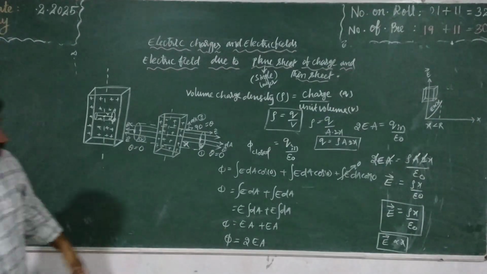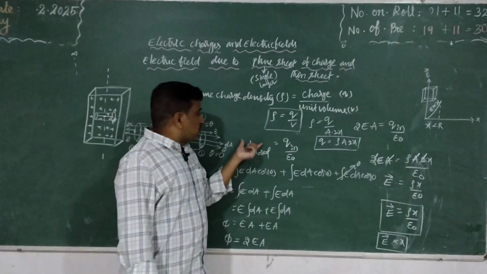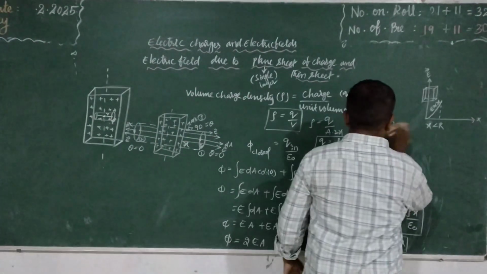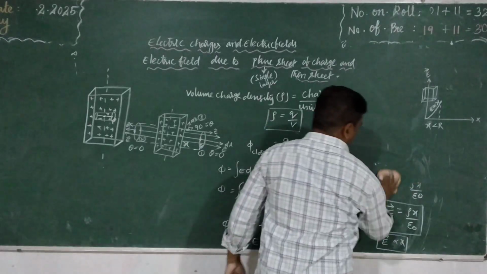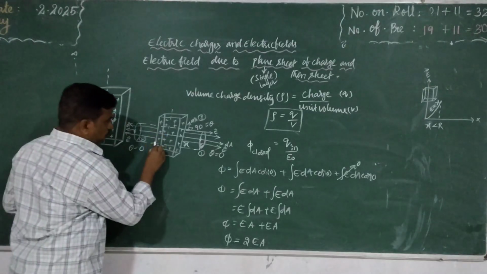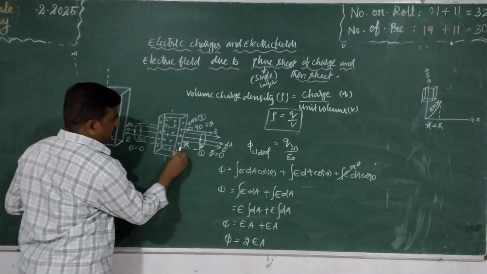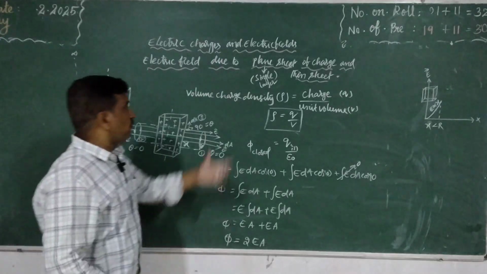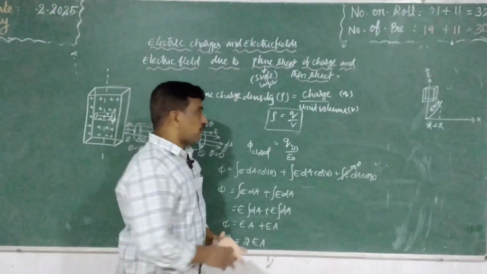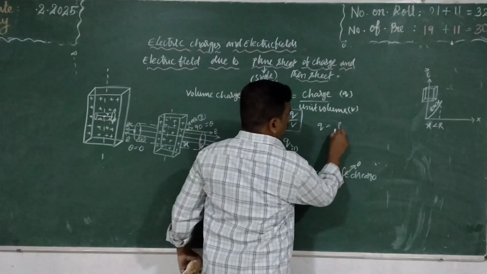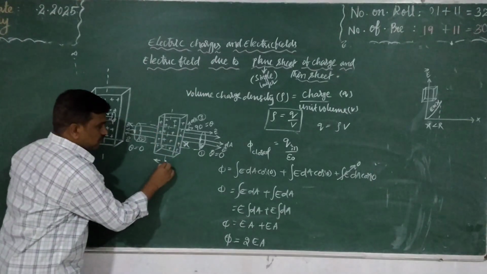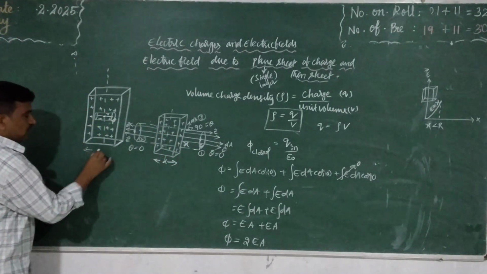Now, what is Gauss law here? Net flux through a closed surface is Q inside by epsilon naught. In this case, what is the charge inside? For that we can use volume charge density: rho equals Q by V, so Q equals rho V. Here, for the volume, the thickness of the thin sheet is small d.